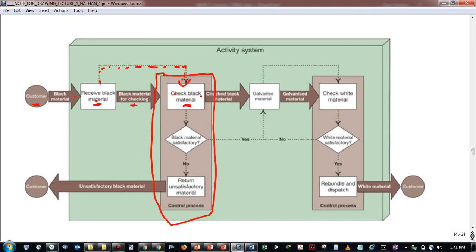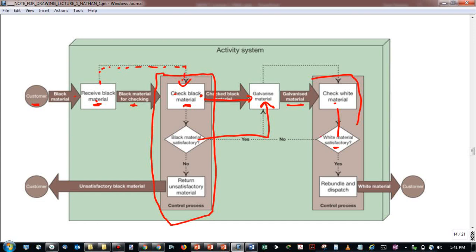Once we've checked the black material, right, and it's satisfactory, we want to galvanize the material. Now, when we galvanize material, do we need the black material? Yes. So you can see this arrow shows that the black material is processed and put towards this galvanizing process. Once it's been galvanized, we have the galvanized material, and then there's another one of these call-out boxes. We check it. Here it goes.